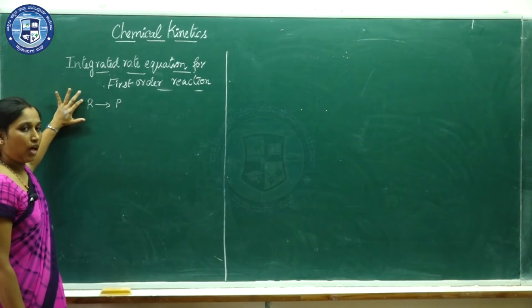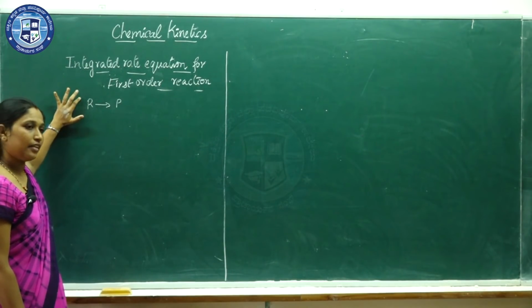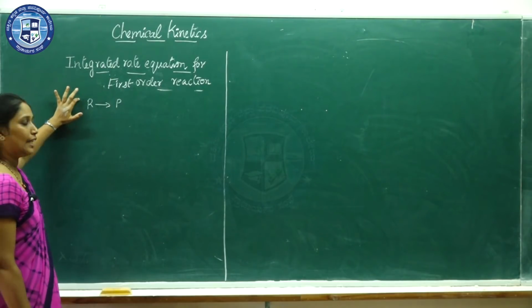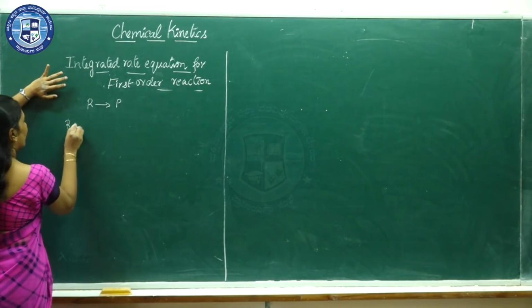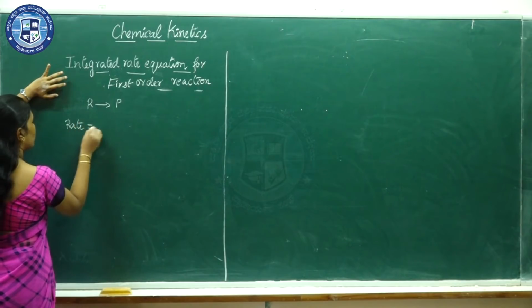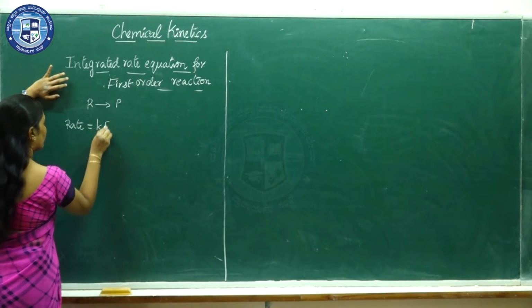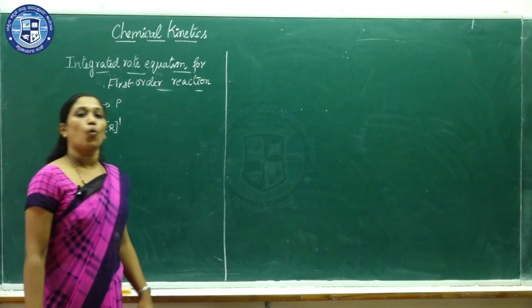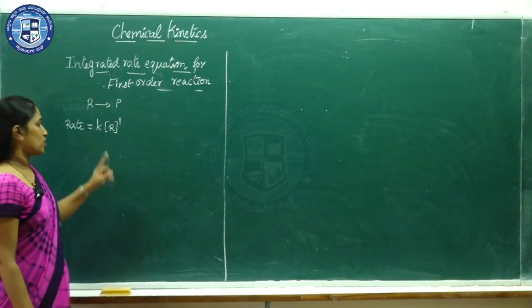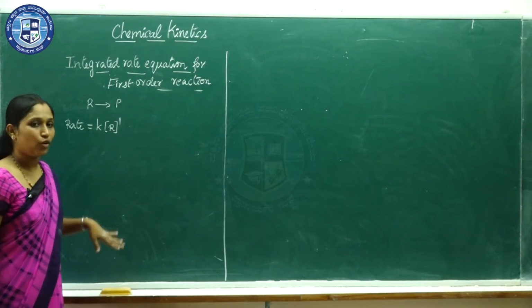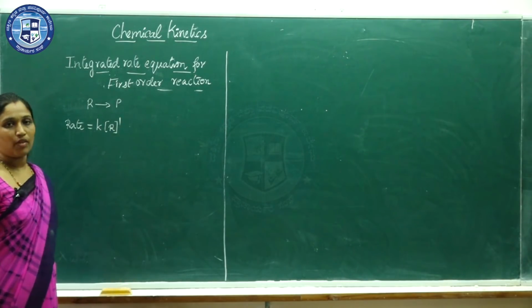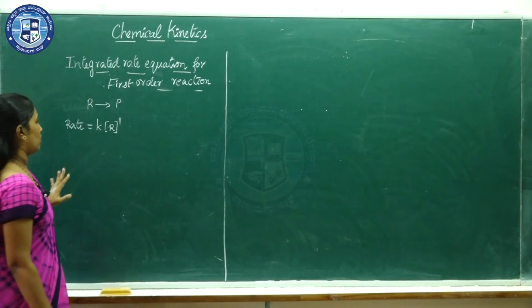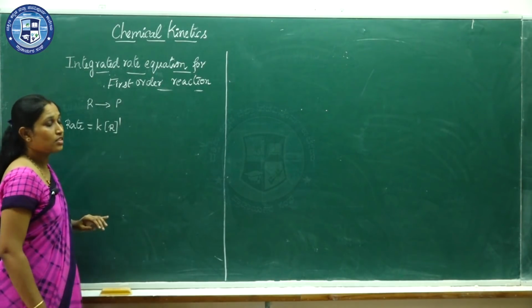Okay, so now rate can be written by considering the rate law. So how will you write that? Rate is equal to K into the concentration of the reactant raised to the power 1. So in the zero order case it was concentration raised to the power 0, and now it is concentration raised to the power 1. Okay, so make a note of this difference.